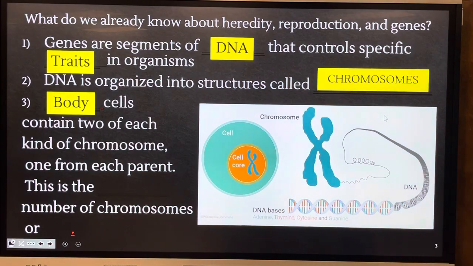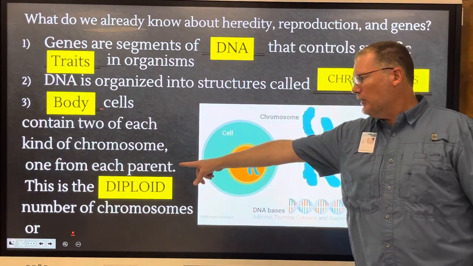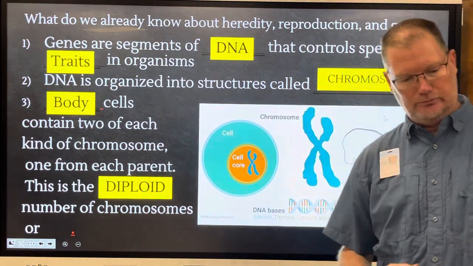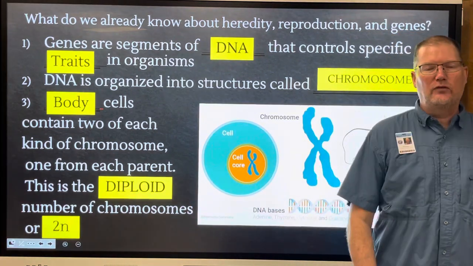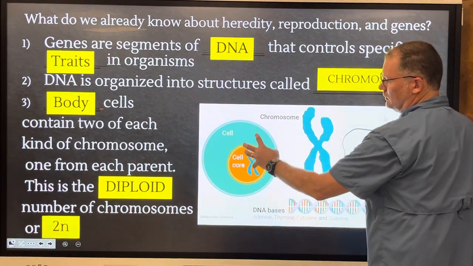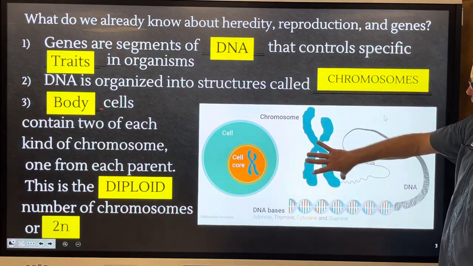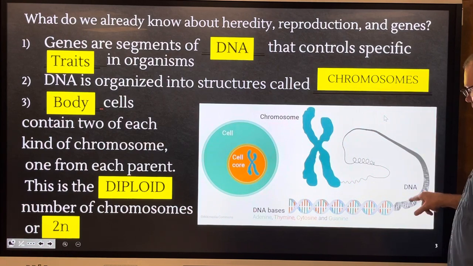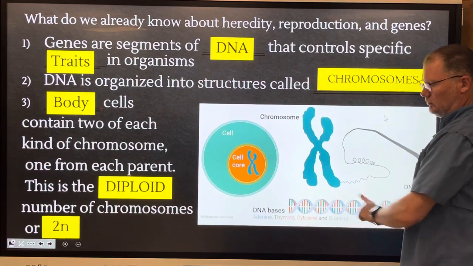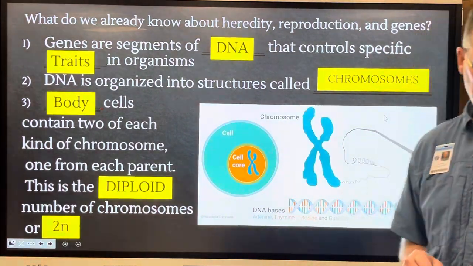Body cells contain two of each kind of chromosome, one from mom, one from dad, one from each parent. And that means you have a diploid number. All these words should be coming back to you right now. Diploid is abbreviated as 2N. Remember that? So the whole thing is broken down. You get the cell. You've got the cell core, which we know is the nucleus. In that nucleus are the chromosomes, which if you unwind them, you get the double helix of the DNA with all of the bases connecting together, with A going with T and C going with G. That's the code.